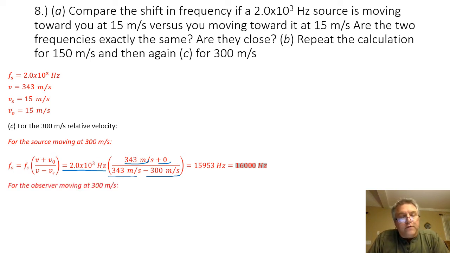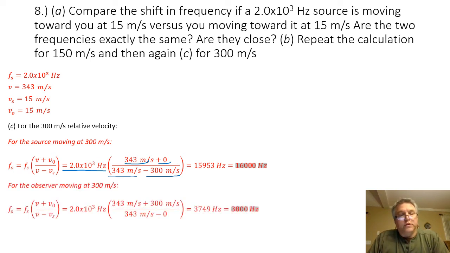Now for the observer moving at 300 meters per second. So now my observer is moving at 300 meters per second and my source is stationary at 0 meters per second. When I do that math out, my observed frequency is going to be 3,749 hertz, or I have 3,800 hertz here. It really should be 4,000 hertz to one significant figure because I am using 300 meters per second here, which is only one sig fig.